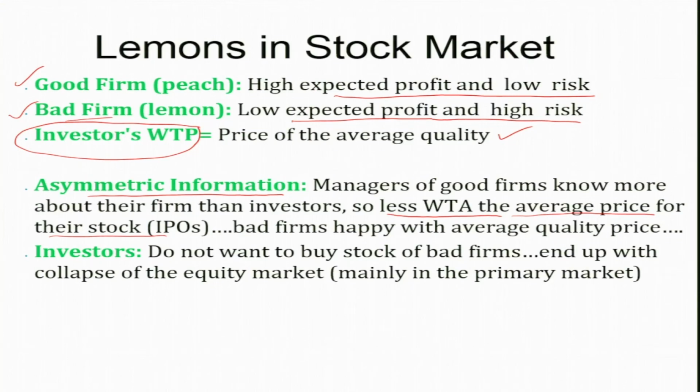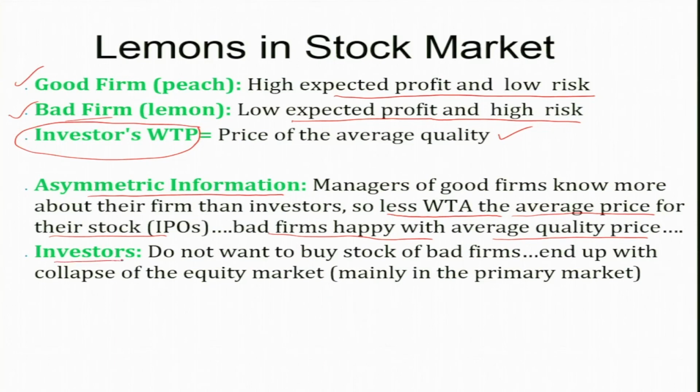So what is going to happen? That is about the managers of good firms, that means high quality firms. How about the low quality firms, the lemons? You can see that the bad firms are in fact happy with the average quality price. You know why? Because obviously they are getting more than they actually deserve. It all happens because of the asymmetric information.